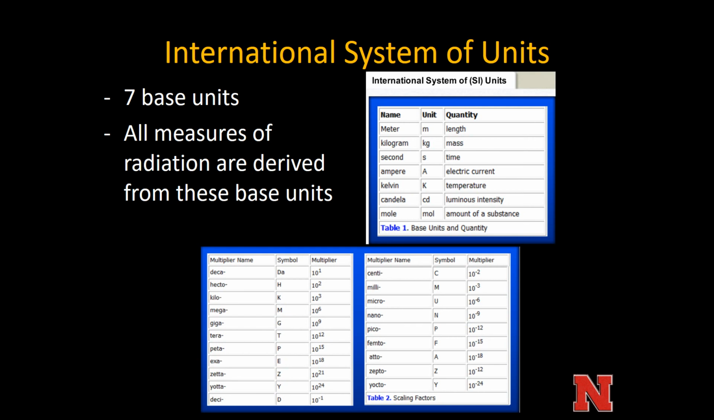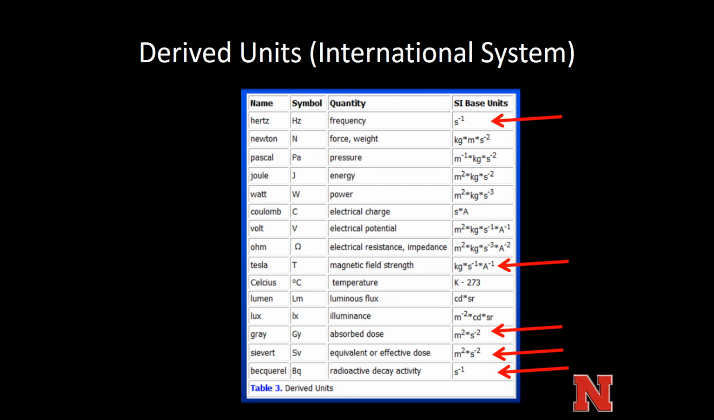All right. To get into the nitty-gritty of the International System of Units, there are 7 base units. All measures of radiation are derived from these base units. Again, I'm not going to go into this in too much detail, but there are lots of things in these international units which are applicable to medicine and radiology in particular. So hertz, you have to know about hertz or frequency, sound unit measurement for ultrasound. You have to know about Tesla's magnetic field strength. This is a unit for MRI.